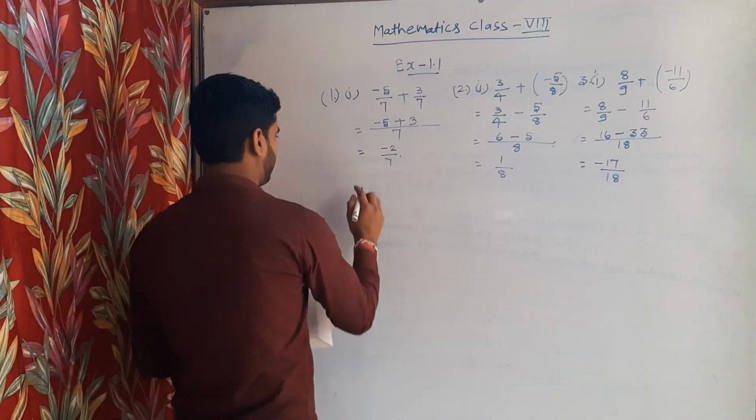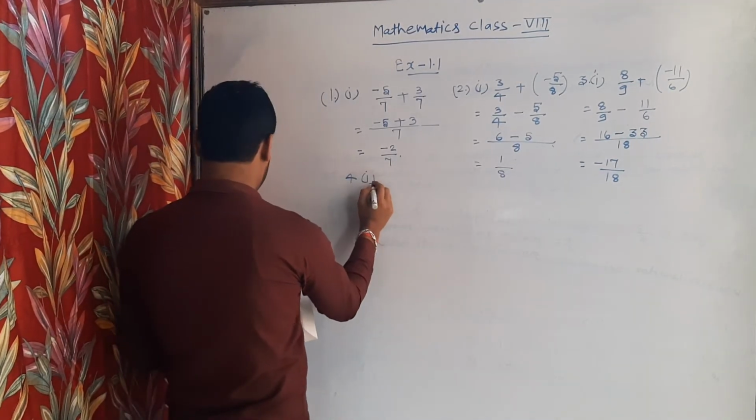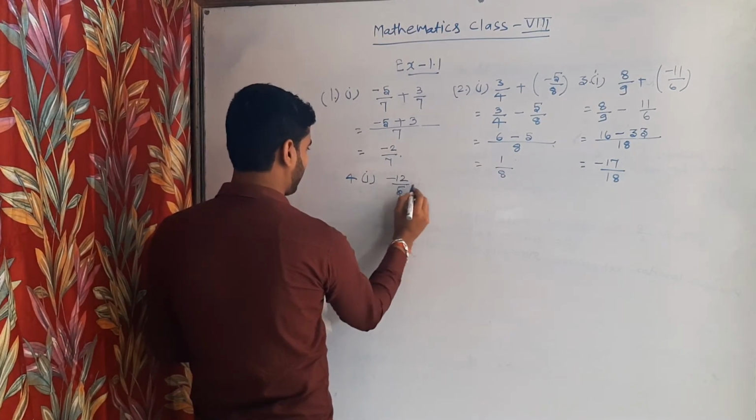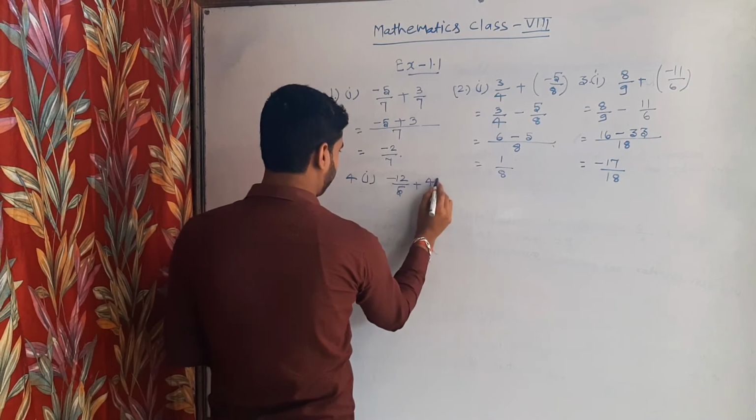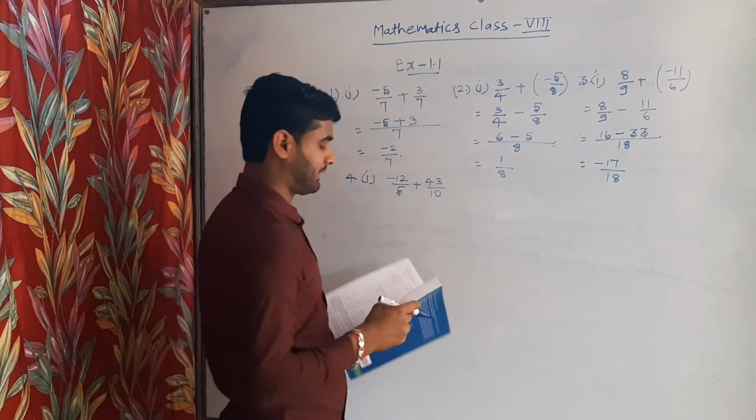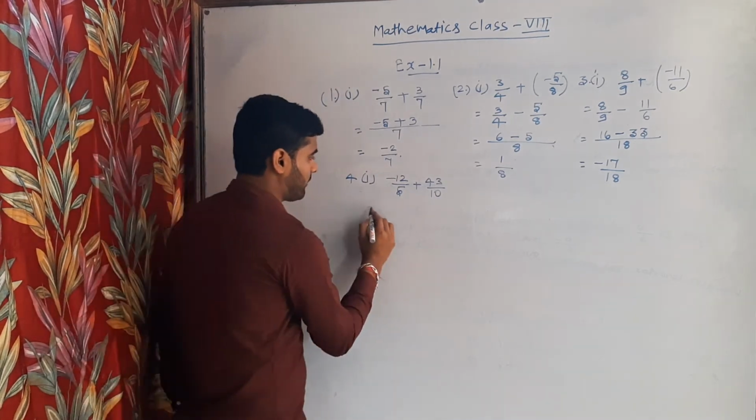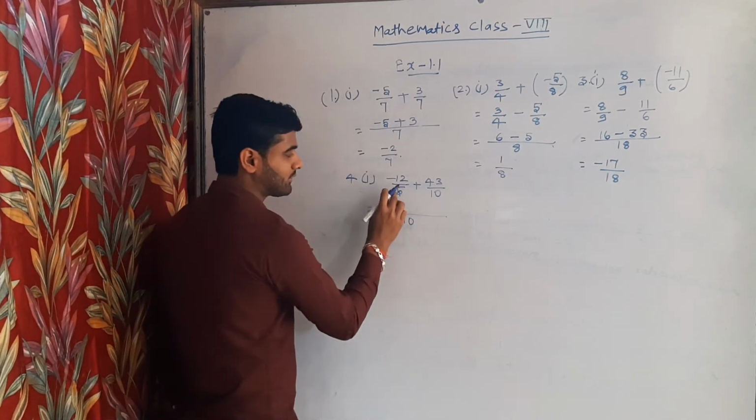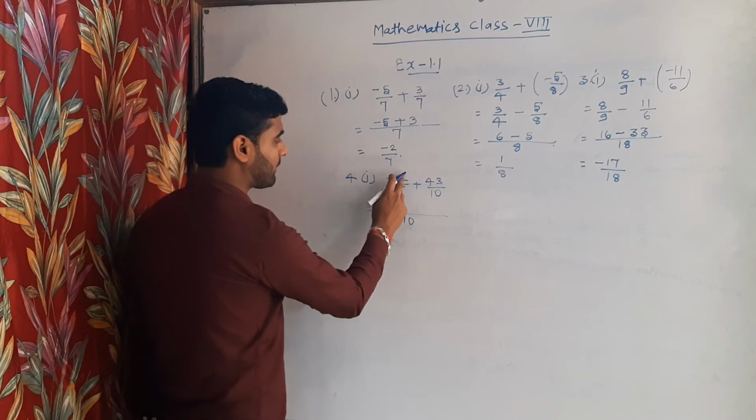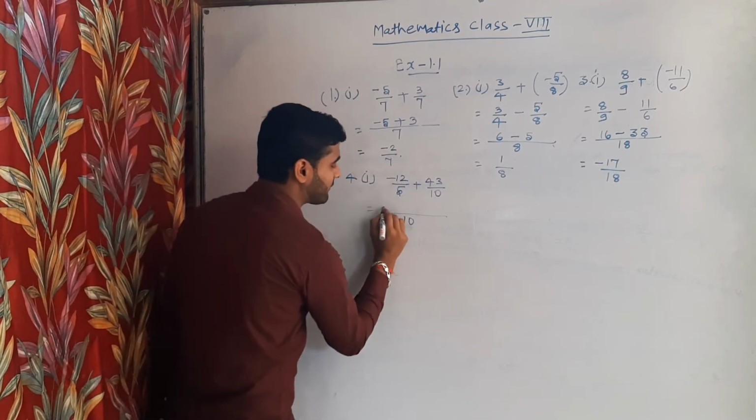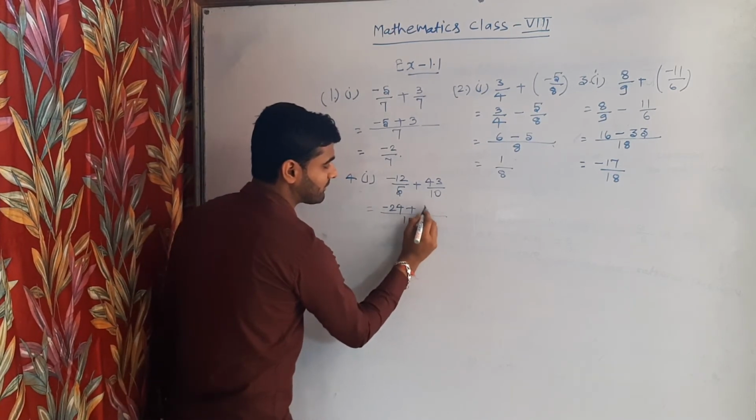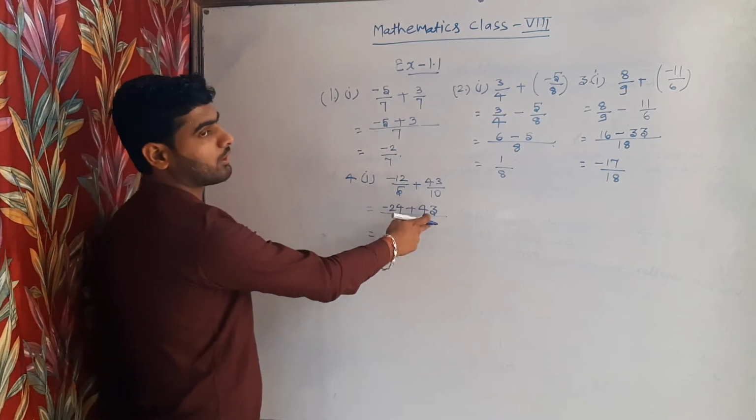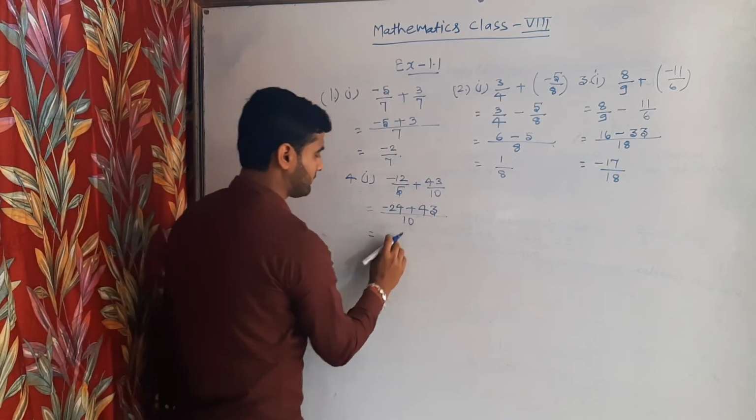For the next one, minus 12 by 5 and 43 by 10. We take LCM of 5 and 10, which is 10. Now 5 2s are 10, minus 12, so 12 2s are 24, minus 24 plus 43. Now we subtract 24 from 43.